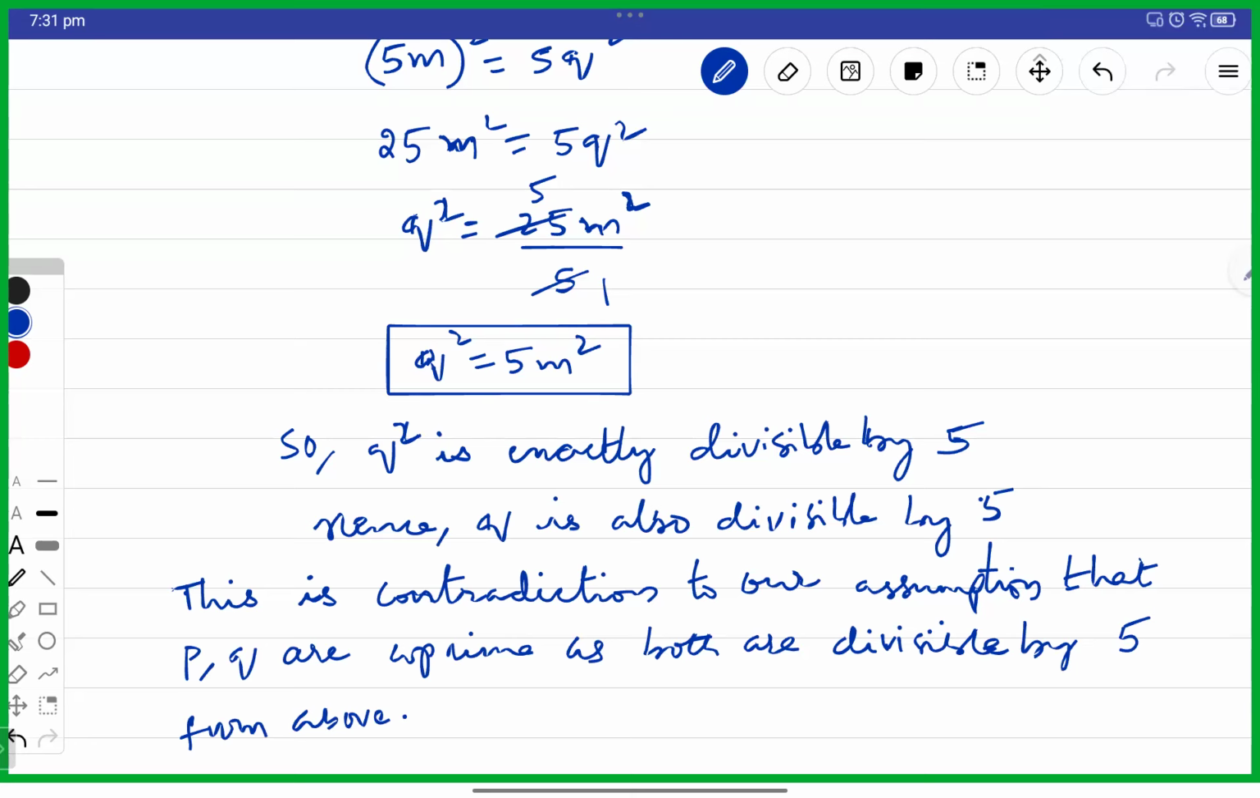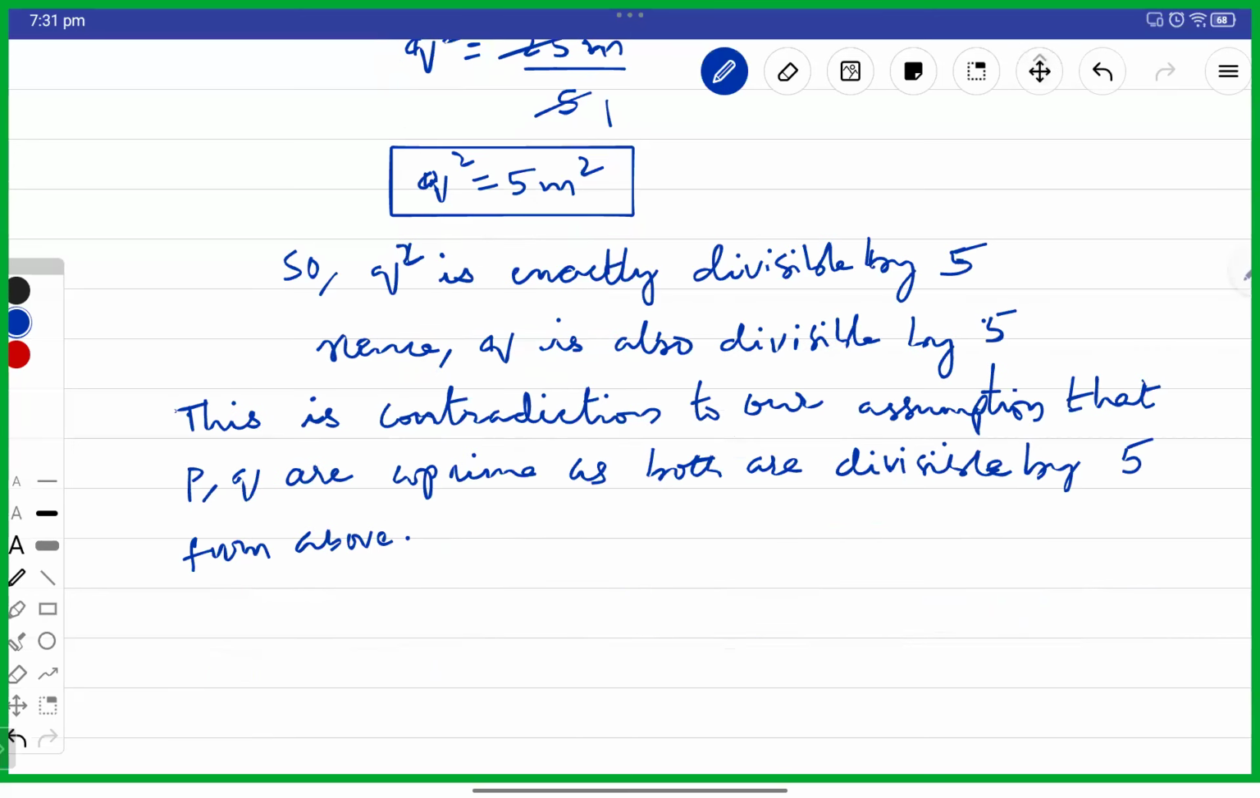Hence root 5 is an irrational number. This statement looks a little lengthy. It is a 3 marks question. If this comes, it will come for 3 marks.